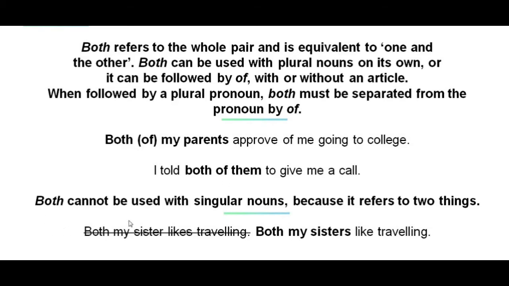Note that both cannot be used with singular nouns because it refers to two things. Have a look at the sentences below. Both my sister likes traveling. Now this sentence would be incorrect because sister is in a singular form.